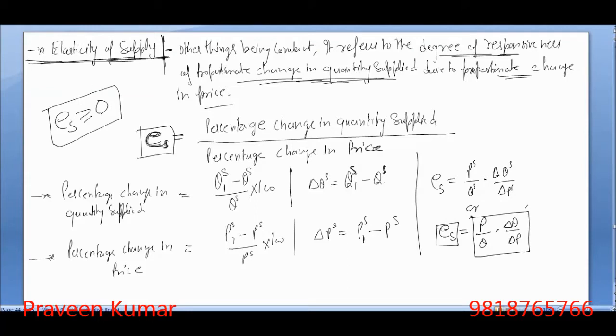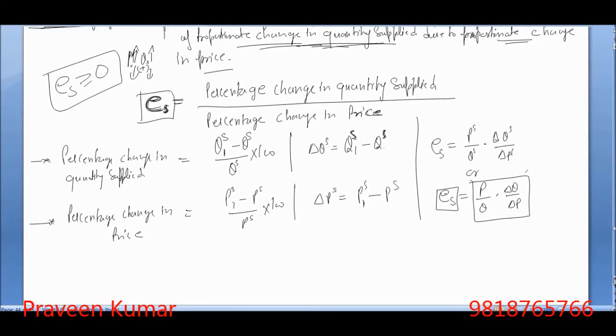The reason why this will always be positive is that price and quantity supplied are positively related. The price of a commodity and quantity supplied are positively related with each other. Both move in the same direction. That is the reason why all the time we will get this positive sign with the elasticity of supply, with the value of elasticity of supply.